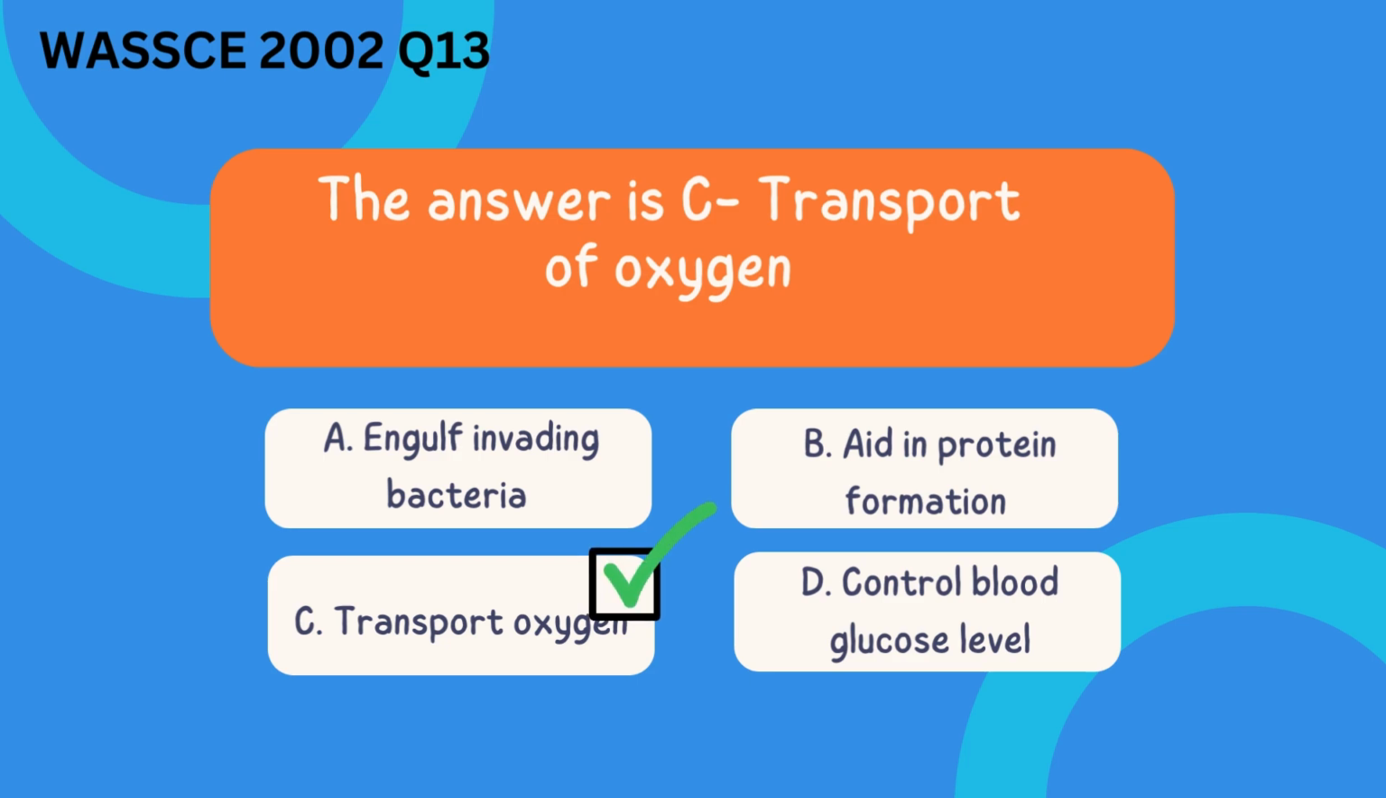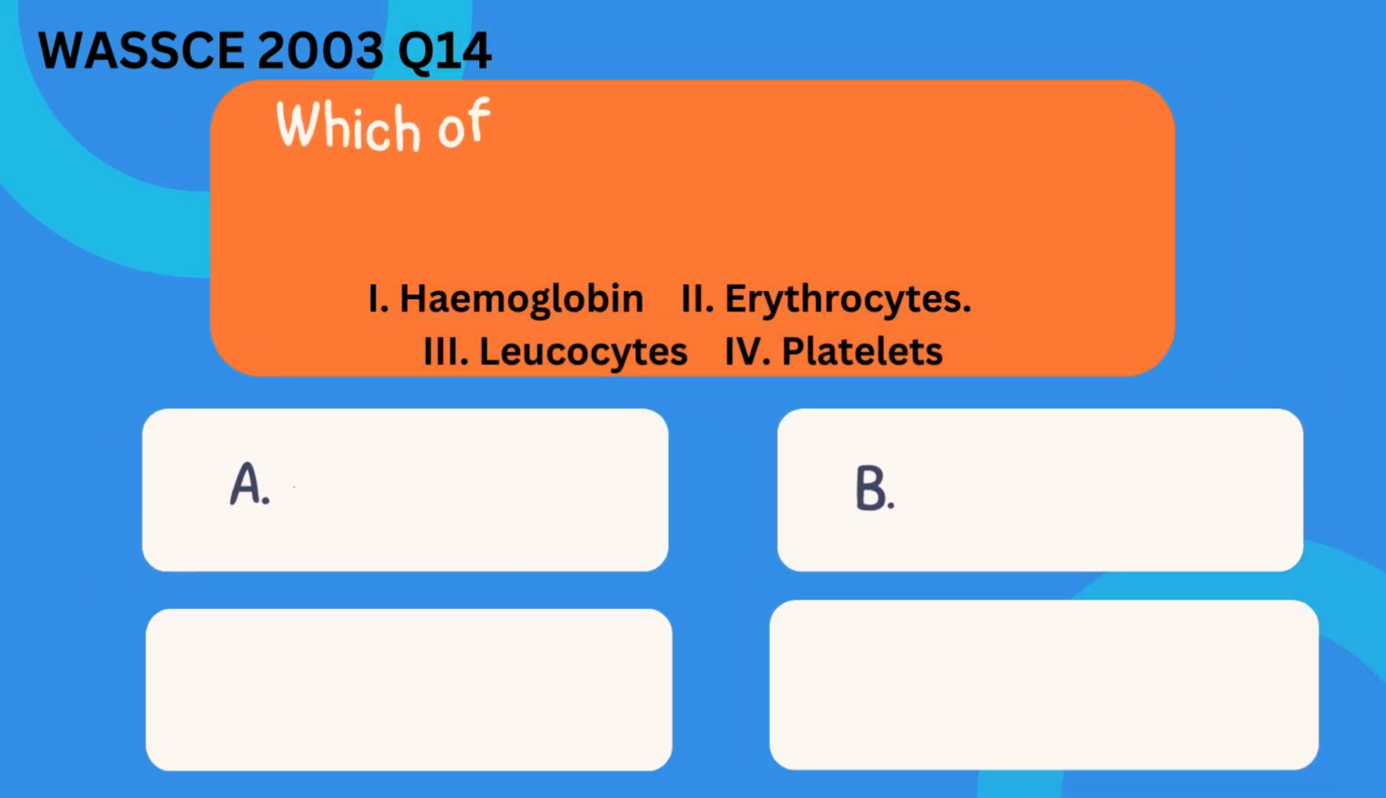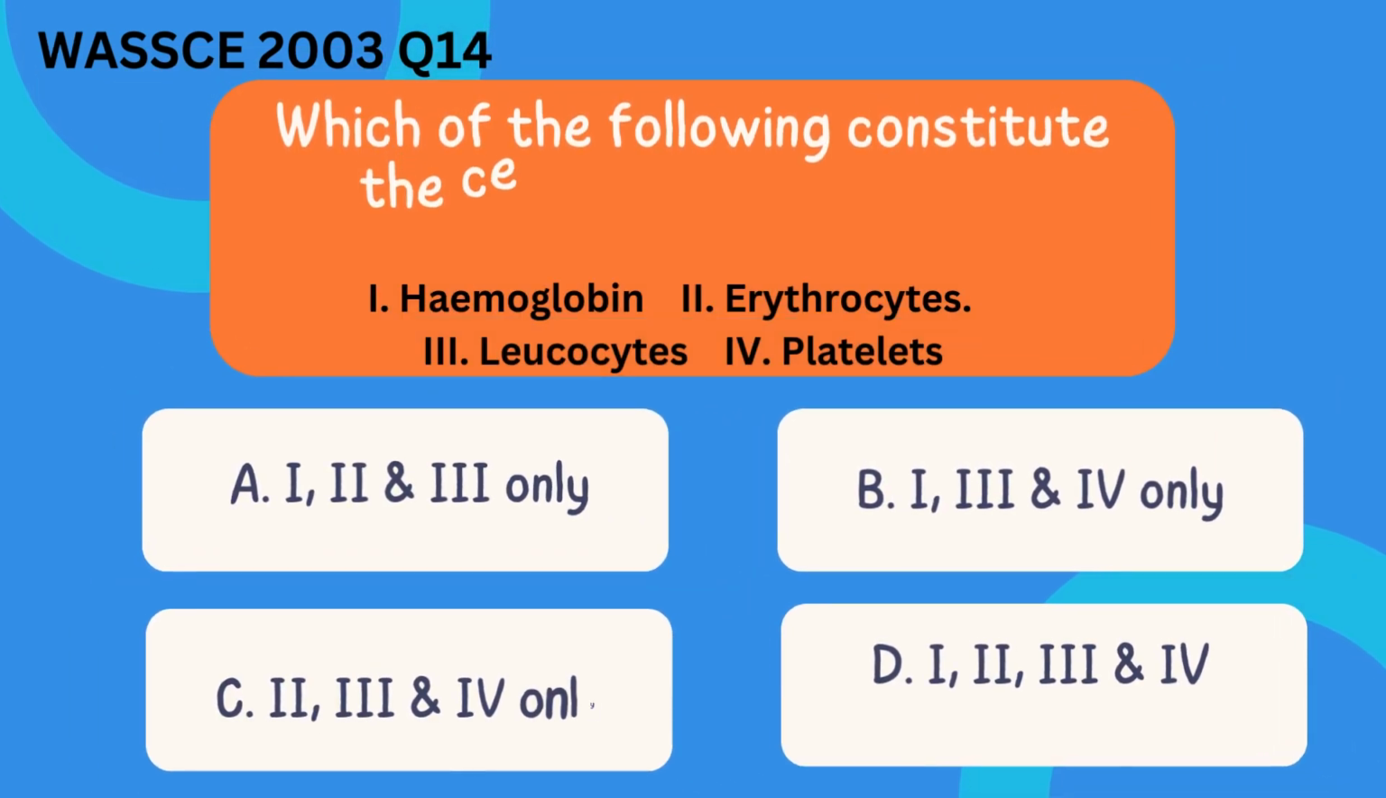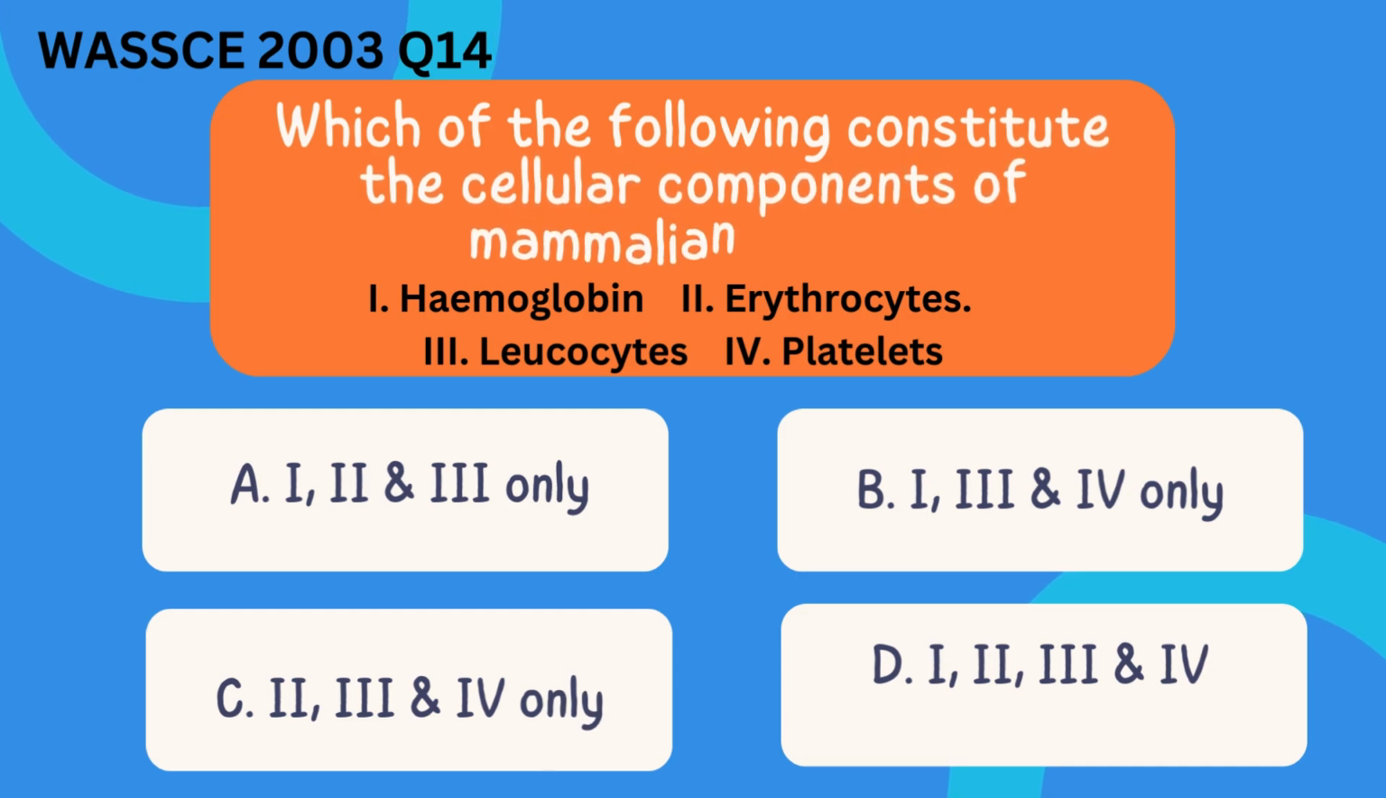The next question is question 14 from 2003. Which of the following constitutes the cellular composition of mammalian blood? Roman figure 1, hemoglobin. Roman figure 2, erythrocyte. Roman figure 3, leukocyte. Roman figure 4, platelets.